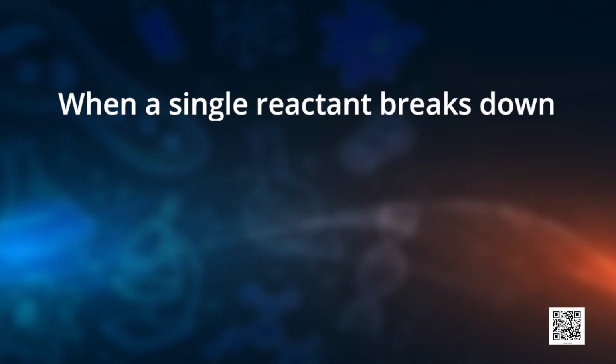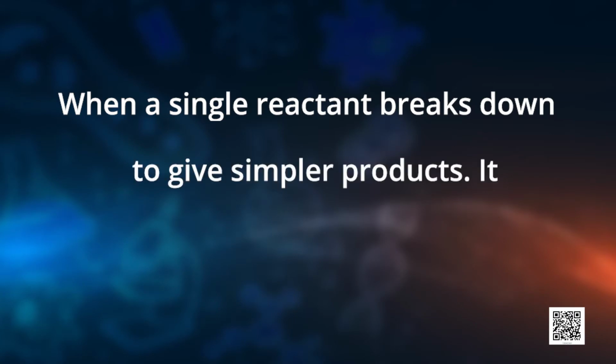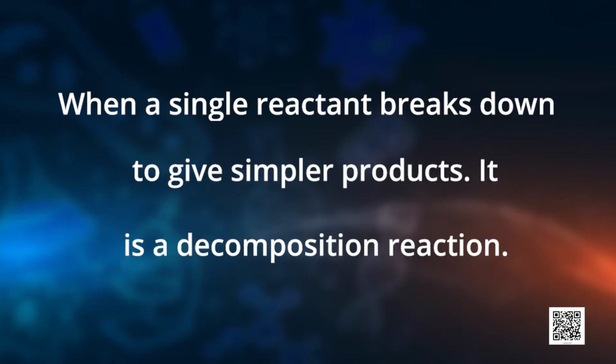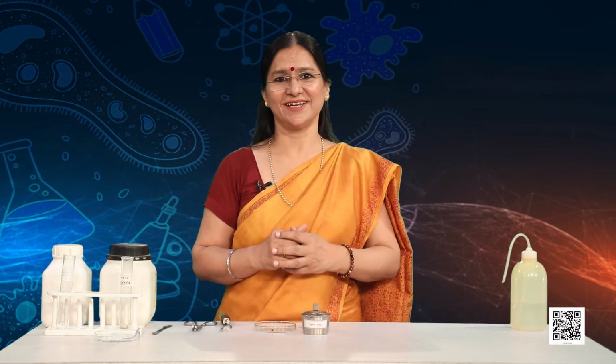In this reaction, we observed that a single reactant breaks down to give simpler products. Such a reaction is called a decomposition reaction. Okay, now let's talk about one more example of a decomposition reaction. You all are very familiar with a chalk piece. In the language of science, we call this calcium carbonate. Do you know, on heating, calcium carbonate breaks down to form calcium oxide and carbon dioxide?